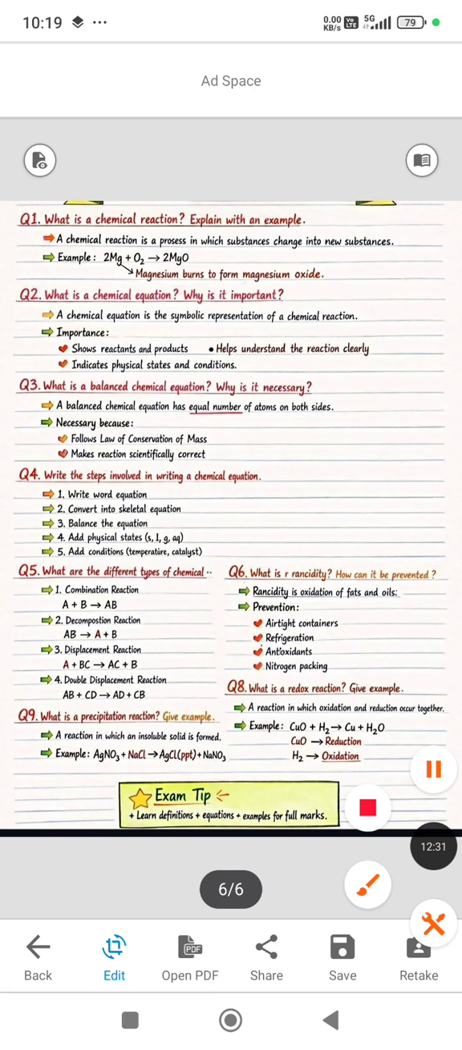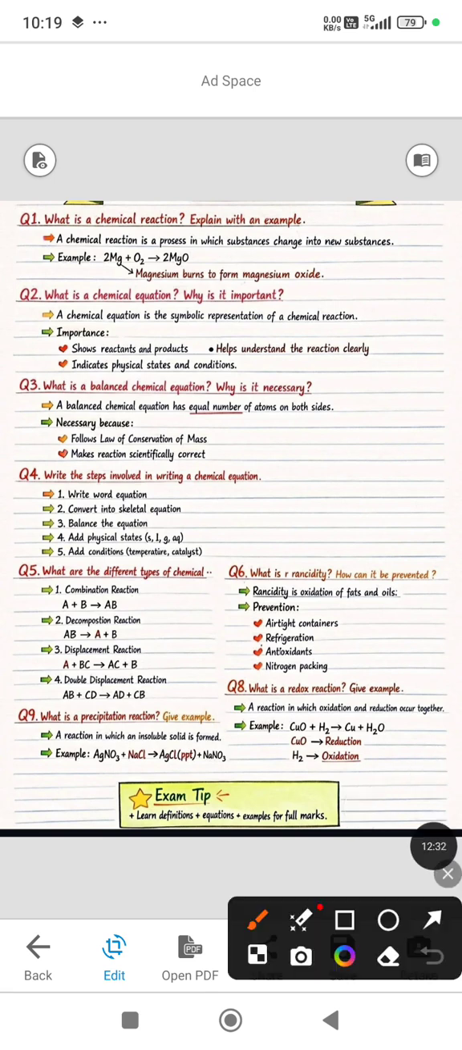Now question number 1, what is chemical reaction? Explain with example. A chemical reaction is a process in which substances change into new substances. Example, 2Mg plus O2 gives 2MgO. Here magnesium burned to form magnesium oxide. Question number 2, what is chemical equation? Why is it important? A chemical equation is the symbolic representation of a chemical reaction.